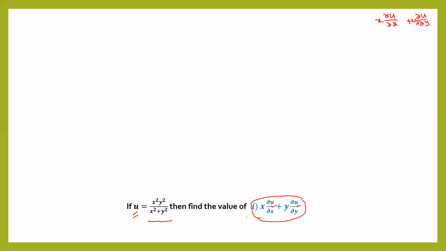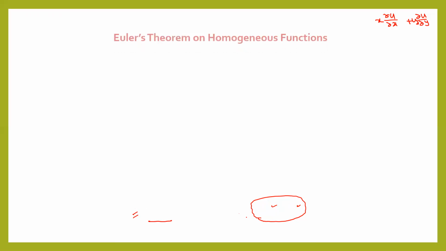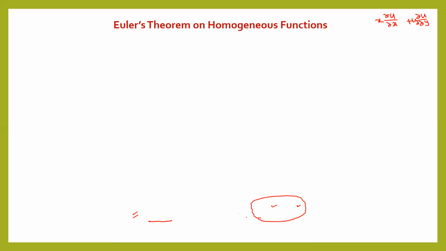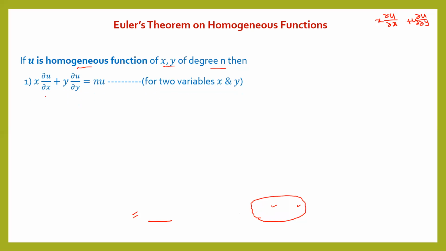So Euler makes this task very easy, and for this we have a theorem, which is Euler's theorem, but this theorem is applicable only for homogeneous functions. If u is a homogeneous function of x and y of degree n, then the value of this term x del u upon del x plus y del u upon del y is n into u. n is the degree of that function, right?